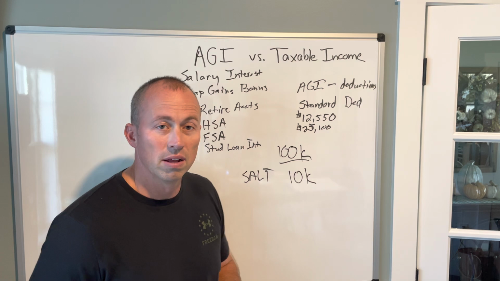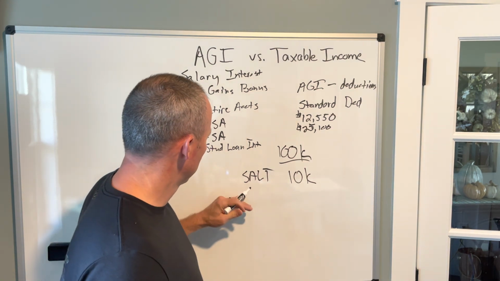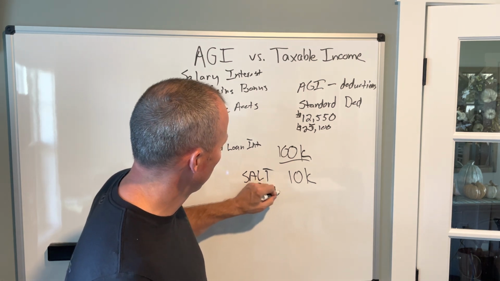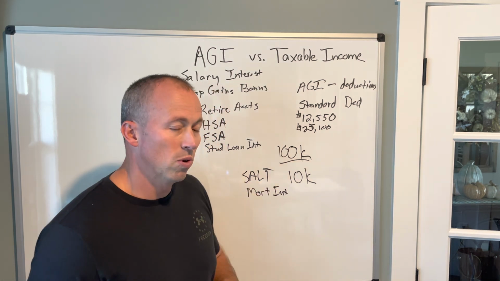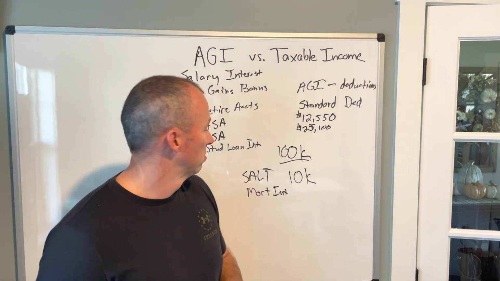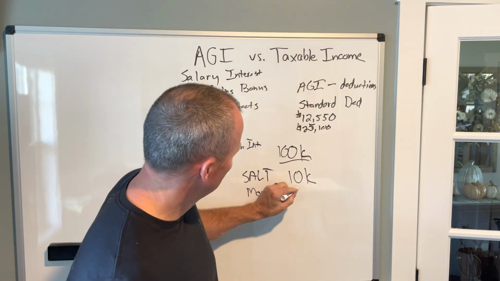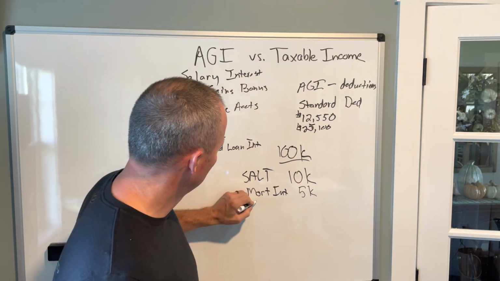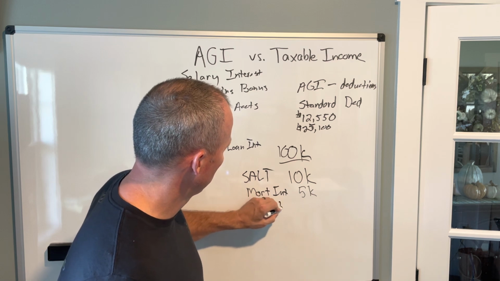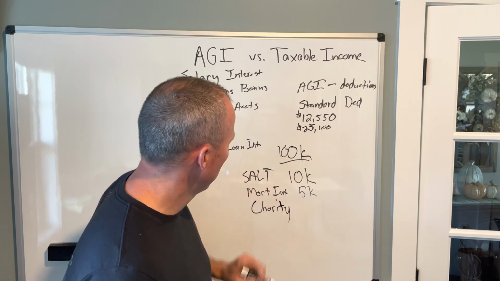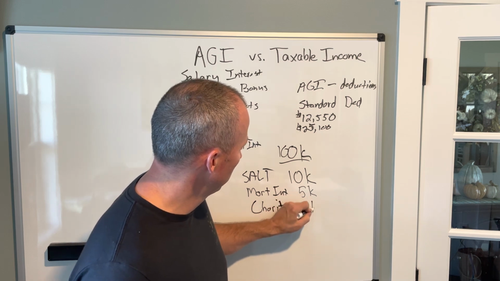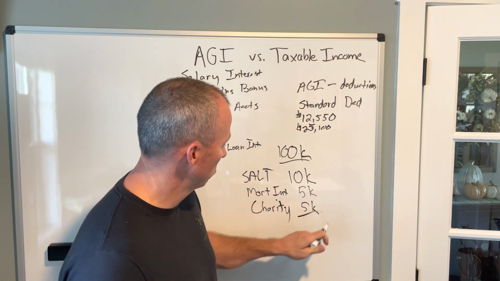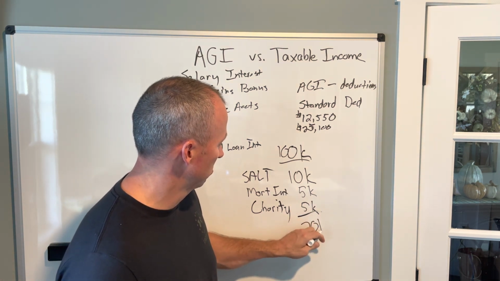All right? Next, we have mortgage interest, okay? You can deduct your mortgage interest if you're itemizing. And let's just say in this example, that's $5,000. Okay, then the third thing is charity. Let's say this person gives $5,000 to charities every year. All right, so we've got a total of $20,000 here, 20K.